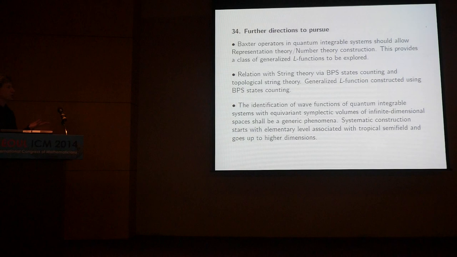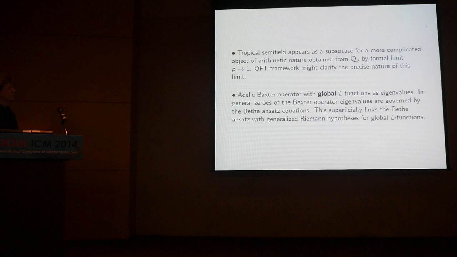This can be understood universally in terms of the representation theory of Hecke algebras, or affine Hecke, double affine Hecke, and so on. This is a general construction which identifies two parts. And so one expects to have a very uniform construction over dimensions, starting from the lowest level, which to our mind is an integrable system associated with the tropical semifield, up to higher dimensions. Because the standard integrable systems with finite particles are level one in this picture. So the tropical semifield appears as a substitute for a more complicated object because it's the domain of the evaluation map. It would be very interesting to understand what this means. And the kernel of this map is large, so it's not just the same thing.